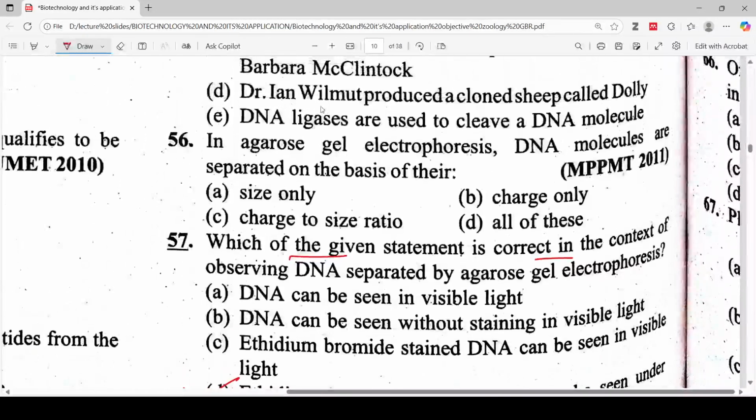Next question, in agarose gel electrophoresis, DNA molecules are separated on the basis of size only, charge to size ratio, charge only, all of these. So the correct answer is option A, size only.